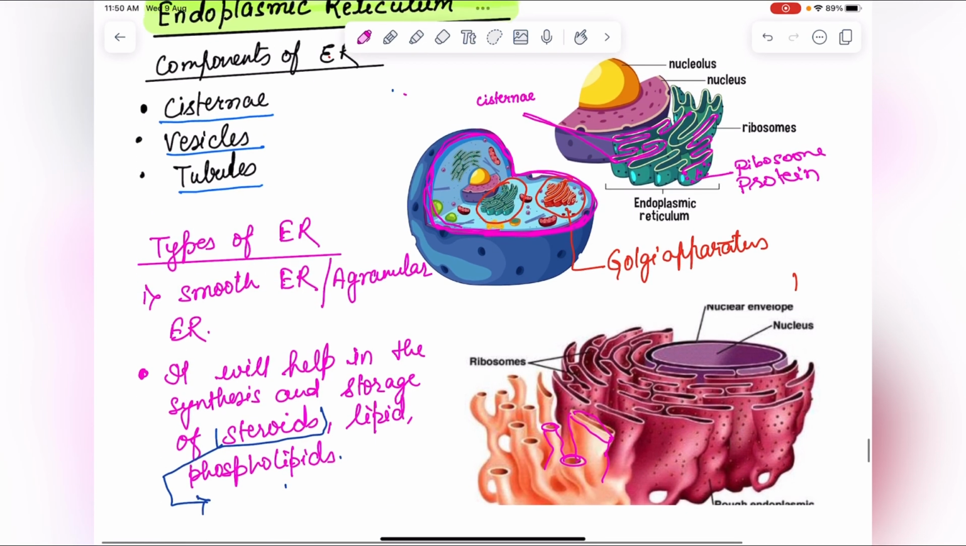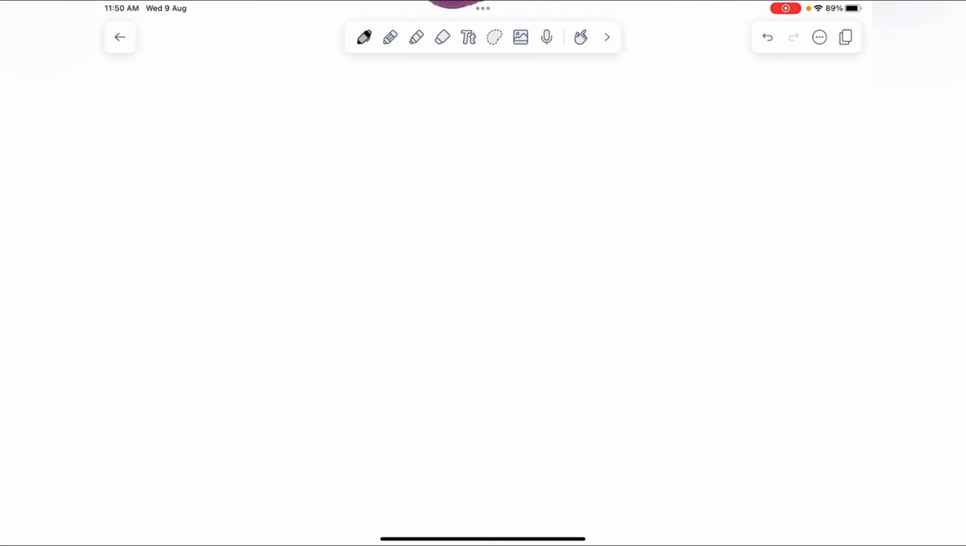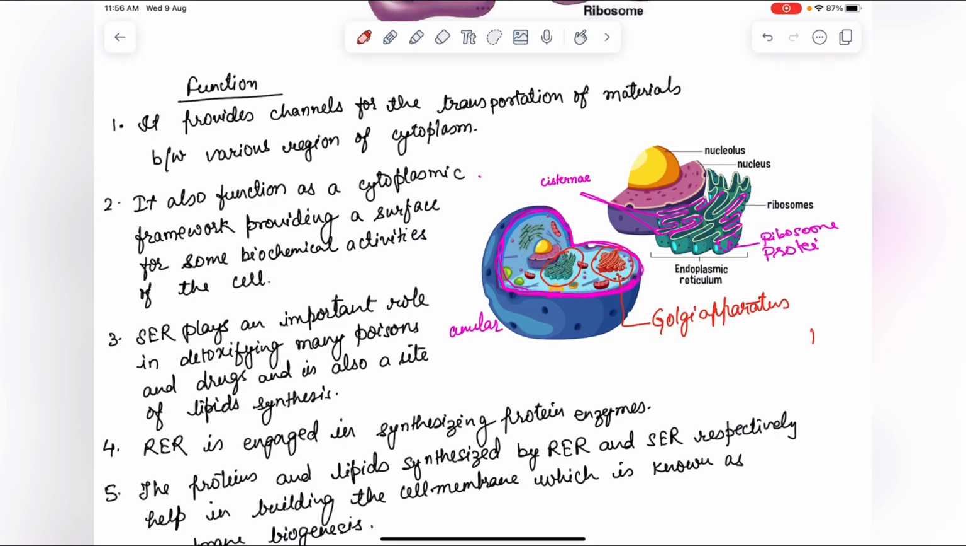Now we will see the functions of endoplasmic reticulum. The first point is it provides a channel for the transportation of materials between various regions of the cytoplasm. It is attached to the nuclear membrane and the cell membrane, so it provides a channel to move materials from various parts of the cytoplasm, and it transports material in and out of the cell.